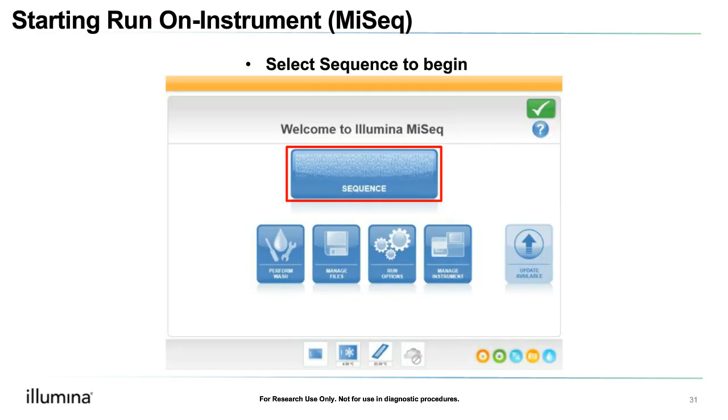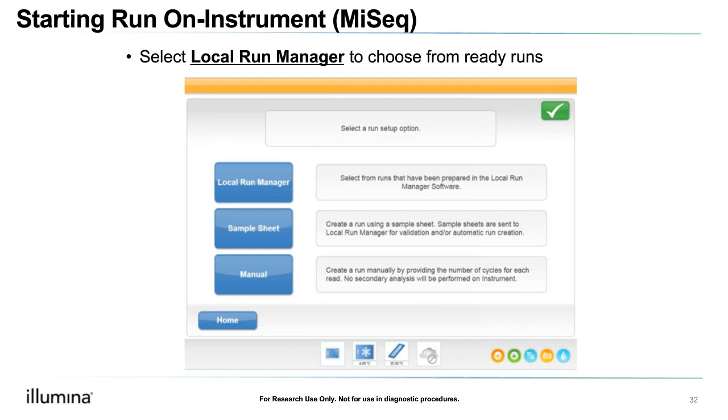So let's take a look at the MiSeq instrument here. You can see there are 3 modes for the MiSeq run setup. You have Local Run Manager, sample sheet, and manual mode. We're going to select Local Run Manager to set up the run using Local Run Manager mode.